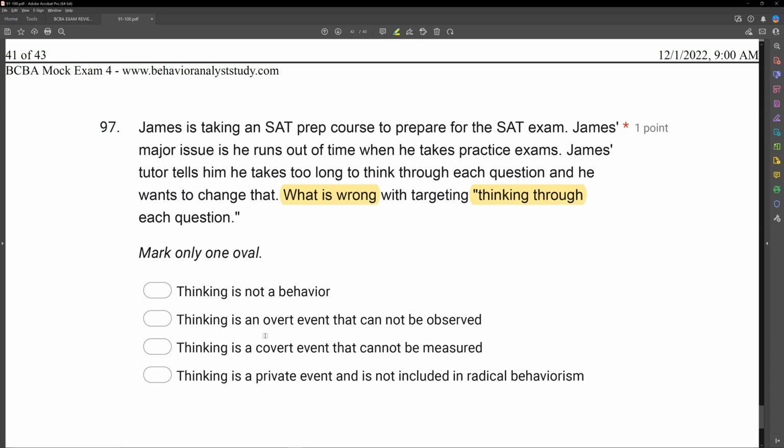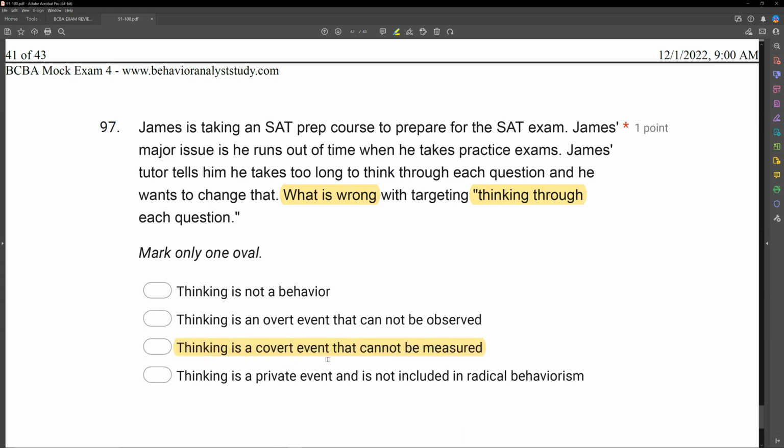C, thinking is a covert event that cannot be measured. Is thinking covert? Yes. Can it not be measured? Yes. C looks good. What about D? Thinking is a private event and is not included in radical behaviorism. Thinking is a private event, but it is definitely part of radical behaviorism. What's wrong with targeting thinking through each question? Well, thinking is a covert event that cannot be measured.